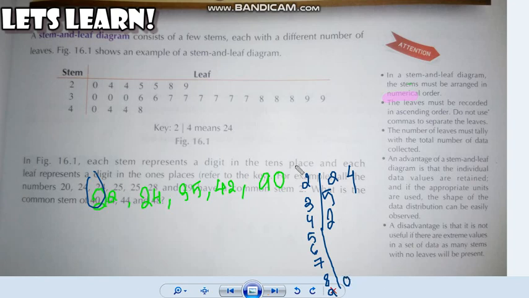So this is a disadvantage of having a stem and leaf diagram. That is what they mean by the word extreme. This is not useful for extreme values, for values that are very far away, as there will be no leaves present. So if you see, there is no leaf for stem 5, no leaf for stem 6, no leaf for stem 7, and no leaf for stem 8.